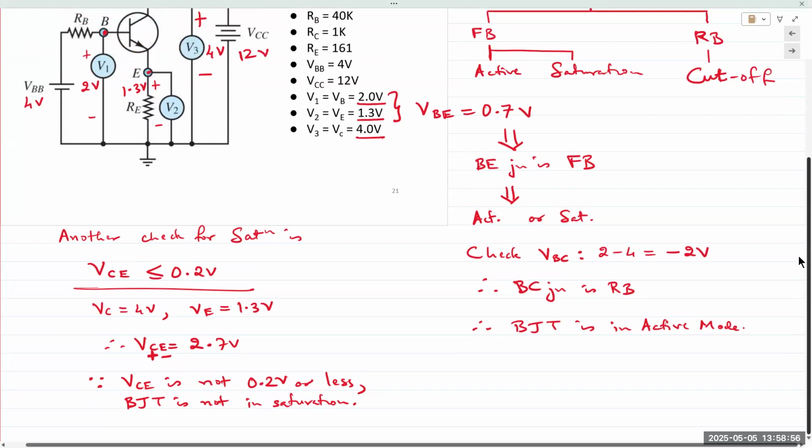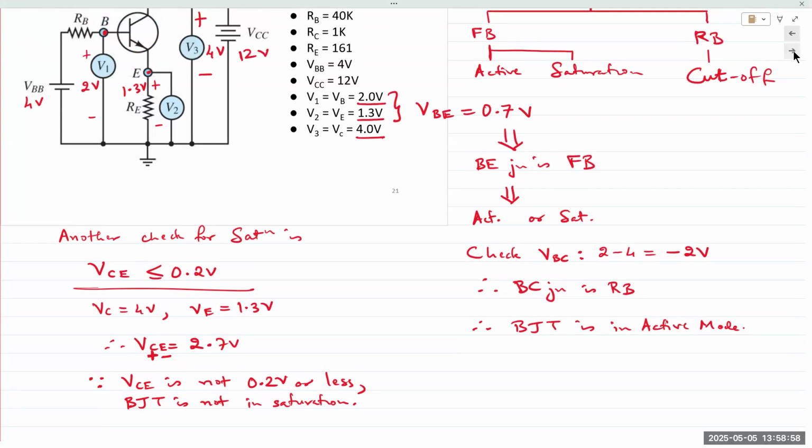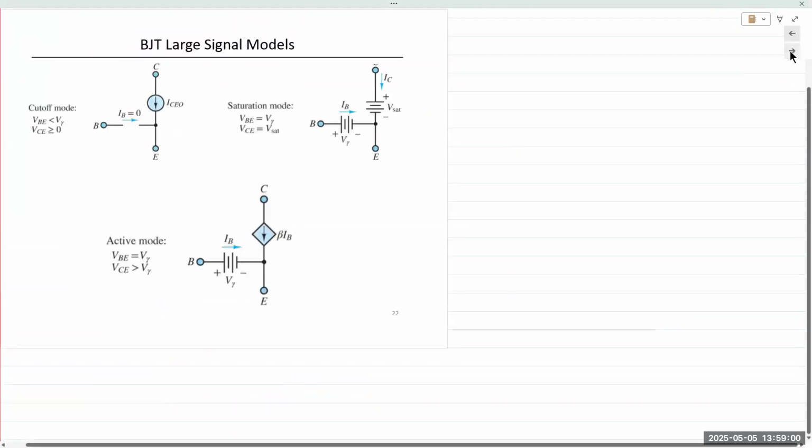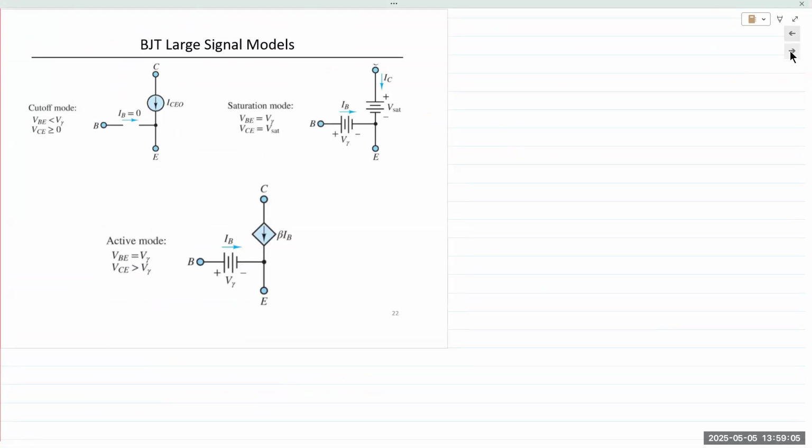Okay, 158, 159. I did want to cover large signal models. Okay, I think we are out of time. All right, we'll just pick up here again on Wednesday.